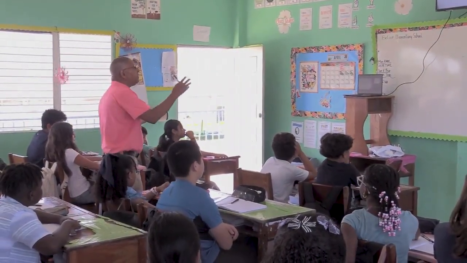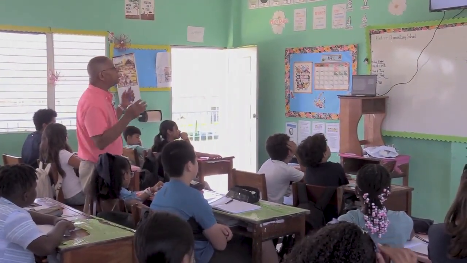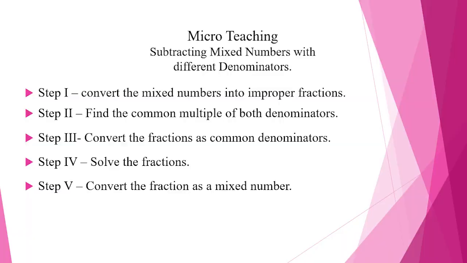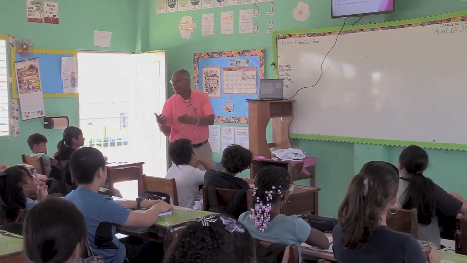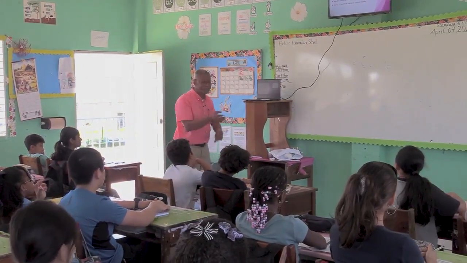So there are steps you can use when you're subtracting mixed numbers with different denominators. First thing, convert the mixed numbers into improper fractions. Find the common multiple of both numbers. Convert the fractions to common denominators. Solve the fractions, and then convert the fraction back to a mixed number. Okay, so that's taking it a little further, warning you that it can get more complicated than the simple examples I showed you.